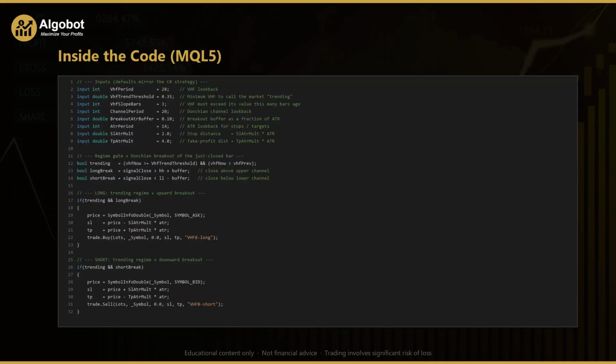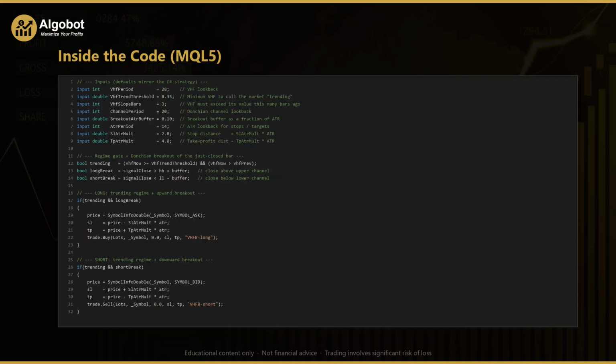Now let's look at the actual MetaTrader 5 code that makes this work, just as you'd see it in the MetaEditor. At the top are the input parameters. VhfPeriod, set to 28, controls the lookback for the vertical horizontal filter. VHF trend threshold at 0.35 is the minimum filter value that counts as trending. VHF slope bars at 3 defines how far back we look to confirm the filter is rising.